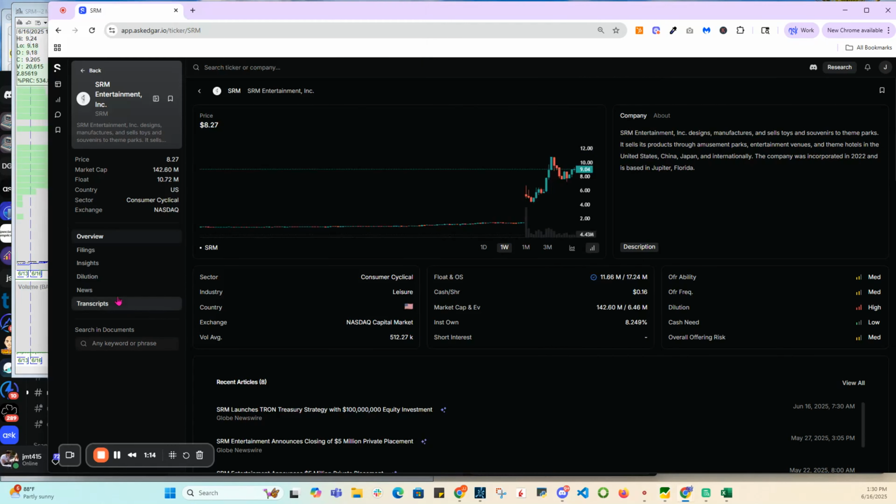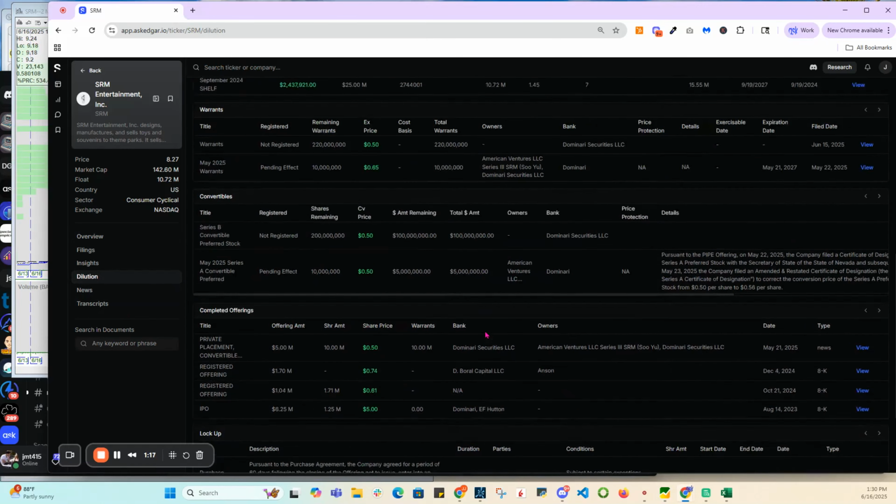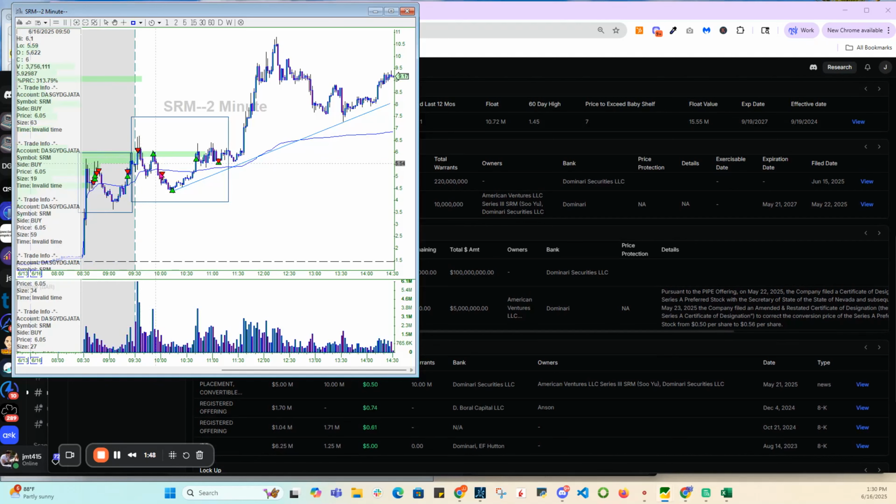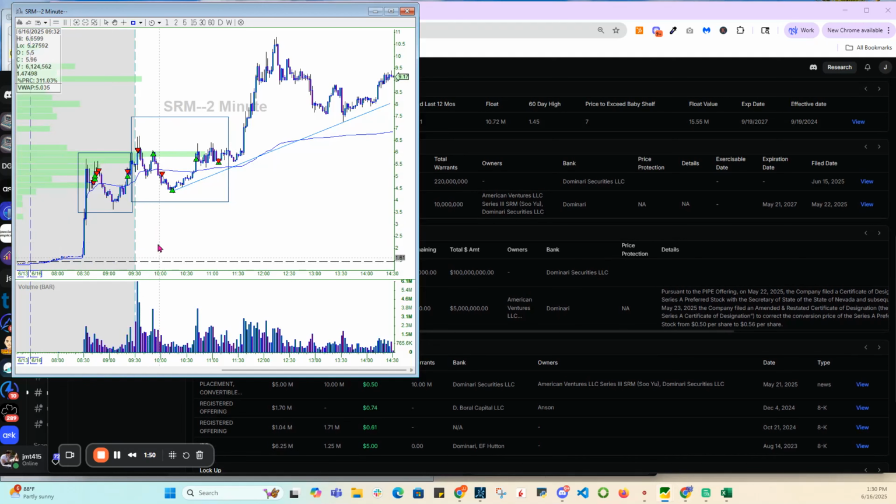But anyways, that private placement was back here on May 21st for 50 cents. It was convertible preferred stock. And then this underwriter, Dominari, and then the owners, which I'll get into who these guys are in a second. I figured that they participated in this because they clearly knew that this was coming. But I figured that they'd be selling or at least getting short into this move, which would obviously put pressure on the stock because their cost basis is 50 cents.